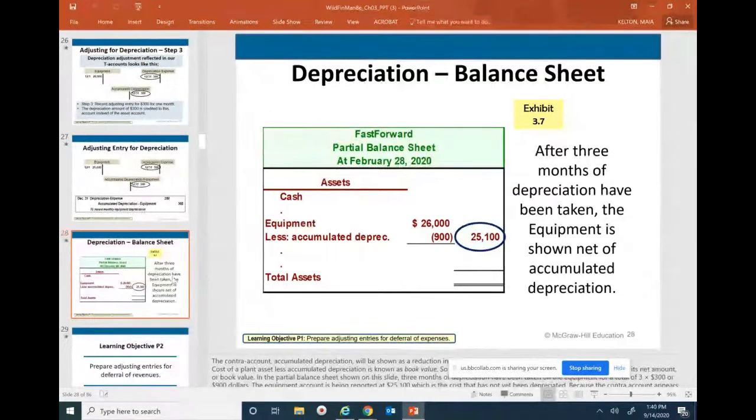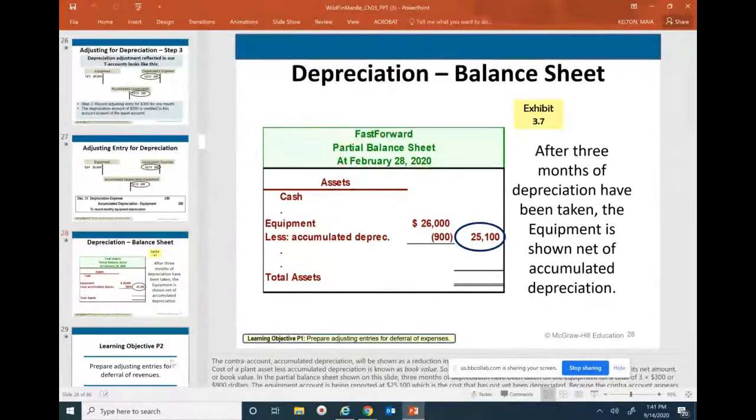On the balance sheet, we will show depreciation separately from the equipment in this case. The difference between the two numbers, equipment minus accumulated depreciation, is what we call the book value of that asset. So this is after 3 months of depreciation. They just wanted to see what that looks like. Equipment is no longer worth $26,000. It has been used $900, and the value of that equipment on the books has decreased.